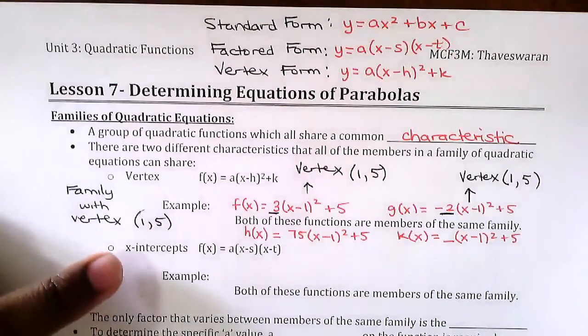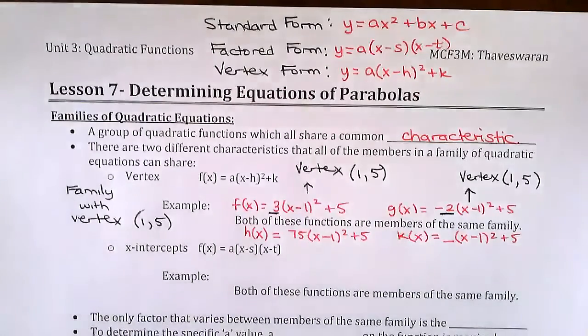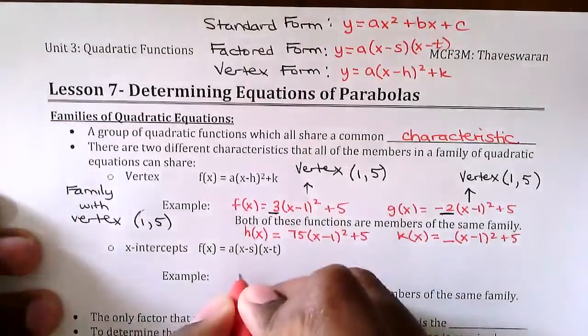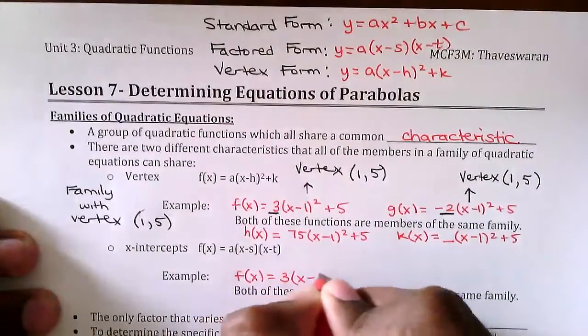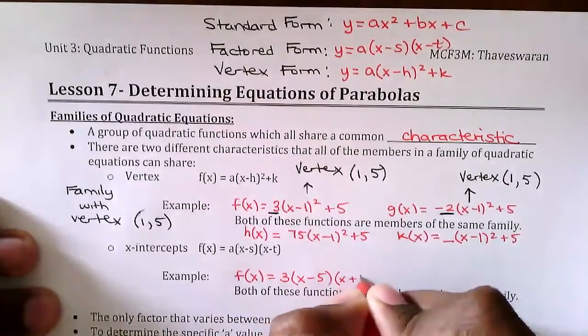Another way is by making sure that they all share the same x-intercepts. Again, when we talk about x-intercepts, it's more appropriate to move to factored form because we can read the x-intercepts right off the equation. So an example, we have f of x is equal to 3(x minus 5)(x plus 2).